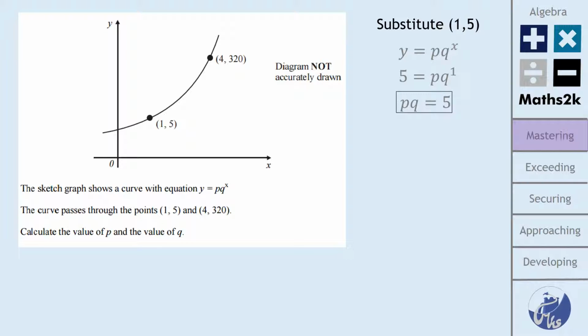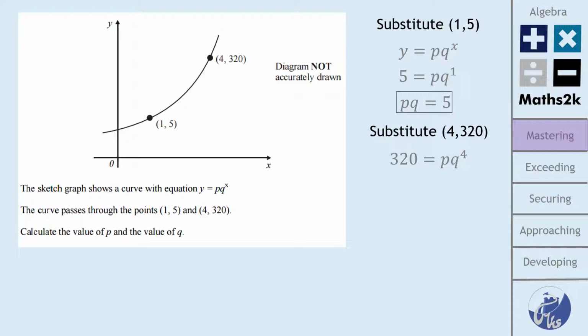Now, we won't start guessing what p and q are here because that won't overly help, and there's no guarantee that either p or q are going to be whole numbers. So we couldn't really do a process like factorizing here and start saying, well, maybe it's 1 and 5 and work with it. But we do need to keep a hold of that fact because it will be helpful when we substitute in the next coordinate. So substituting in the next coordinate will give us that 320 equals pq to the power of 4.